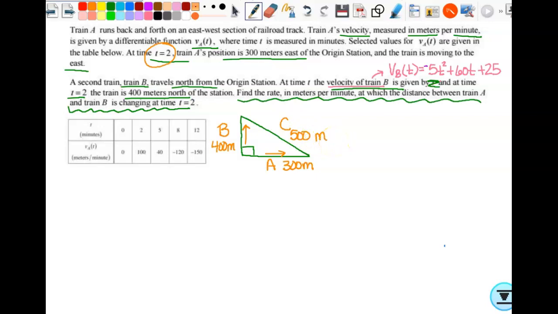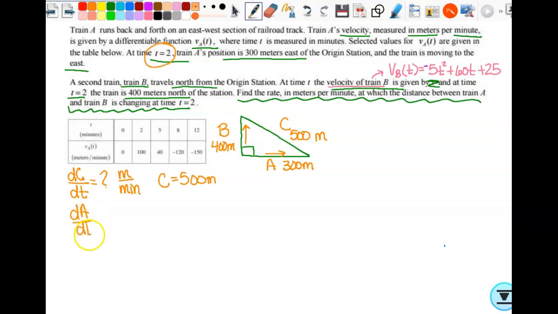So what we are looking for is the rate in meters per minute at which the distance between these is changing. That means we need dC dt. I am looking for this in meters per minute. Does that make sense? Because you're looking for a rate, so it's the derivative. Do we know C right now? Yes, it is 500 meters, not 500 minutes.